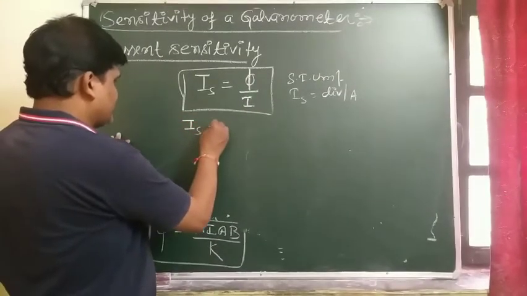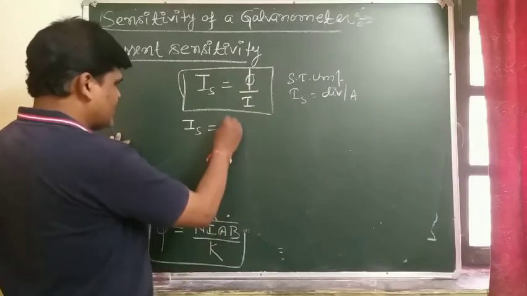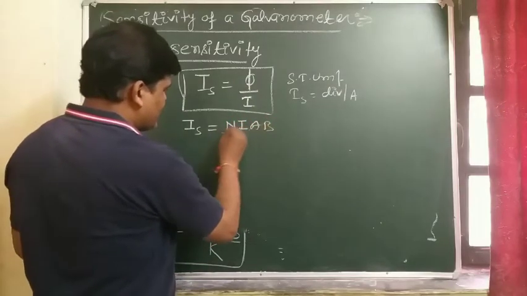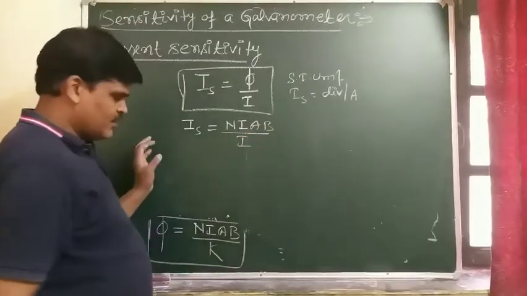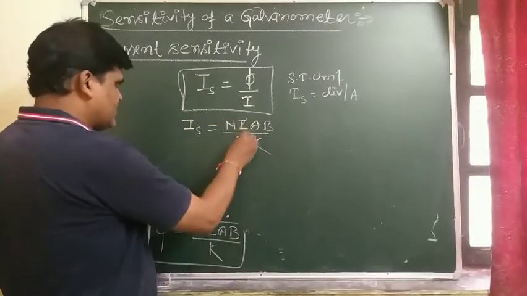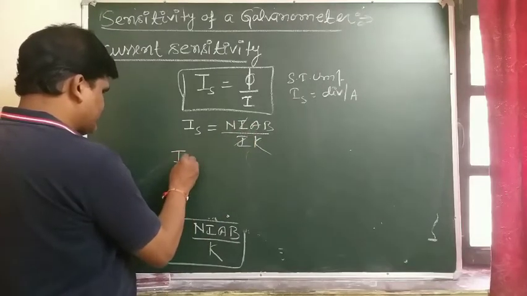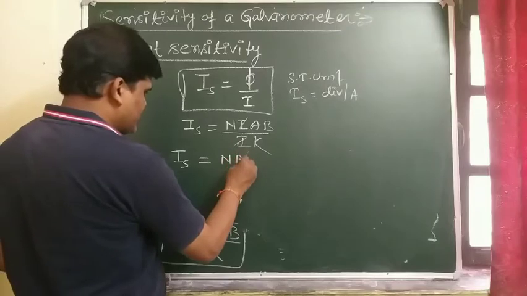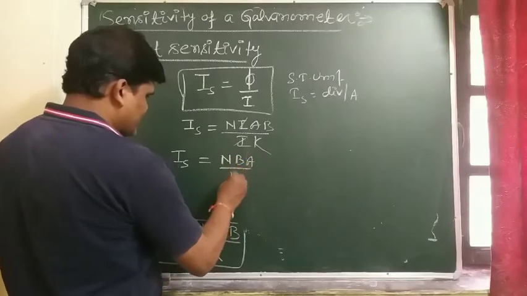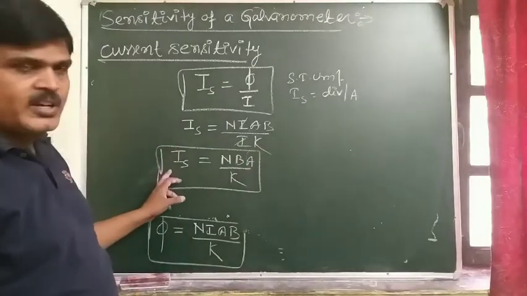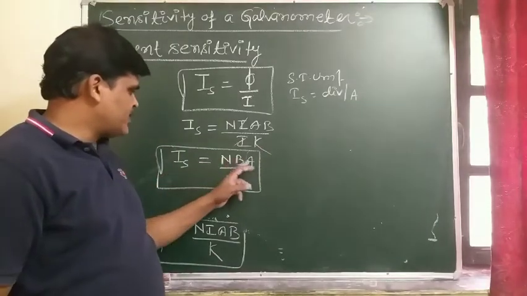And you know that phi is equal to NIAB by K. So current sensitivity can be written as phi by I, which is NIAB by K. I cancels out. So the current sensitivity of a galvanometer is NBA by K.